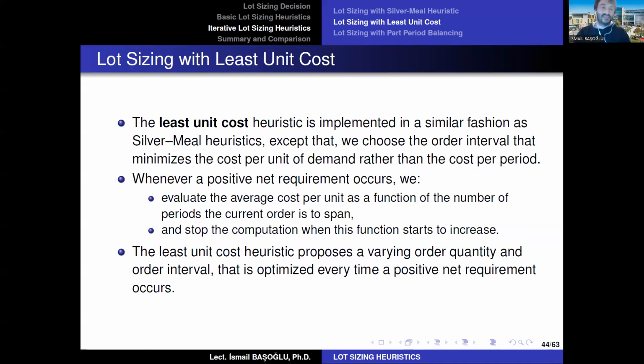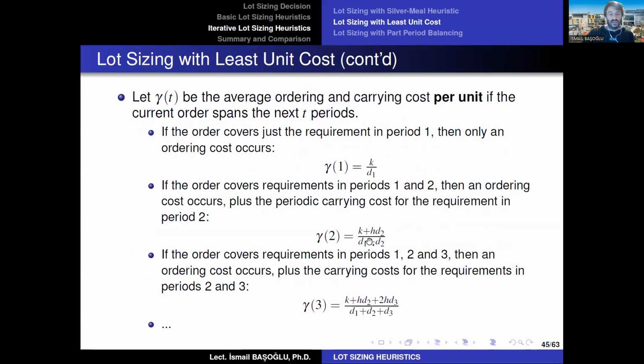Okay, the idea is the same, the iterations are the same as the Silver-Meal heuristic. Instead of choosing the order interval which minimizes the cost per period, we choose the order interval that minimizes the cost per unit of demand. So we are just going to do the same things, but this time we are going to evaluate the average cost per unit as opposed to the average cost per period. Okay. So we are going to stop our computation whenever this function starts to increase as well, because let's see.